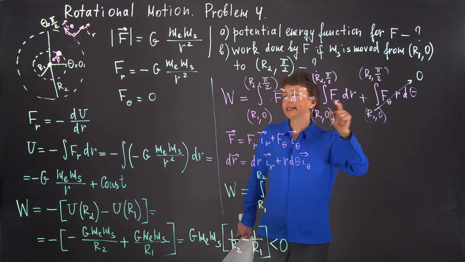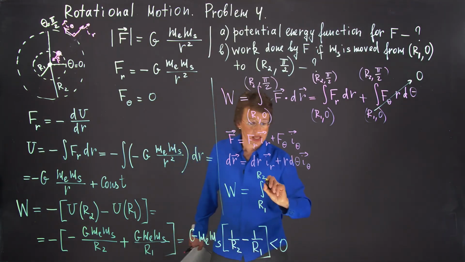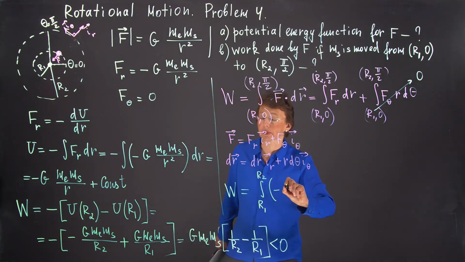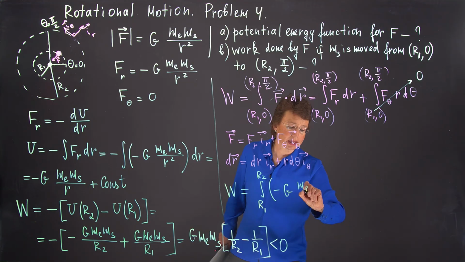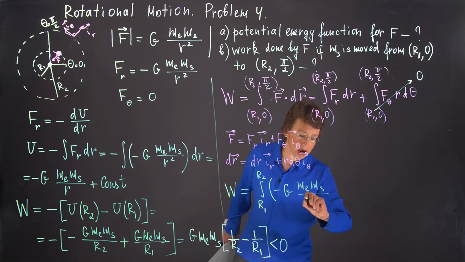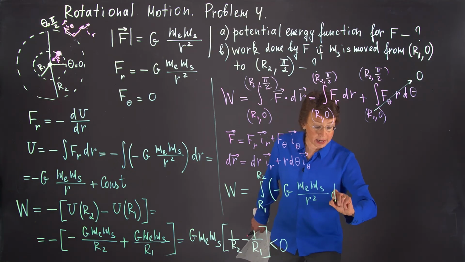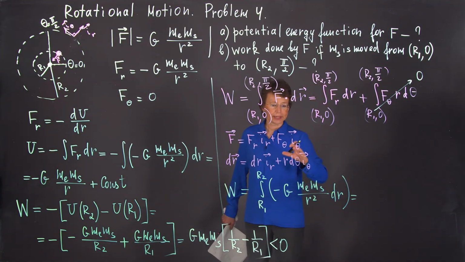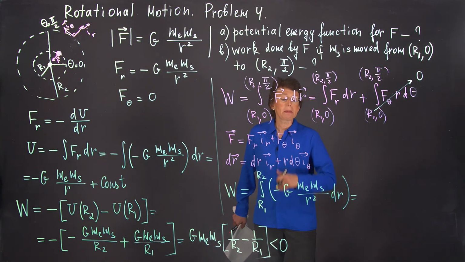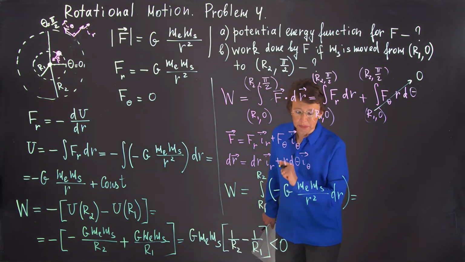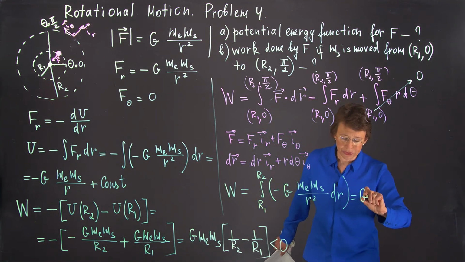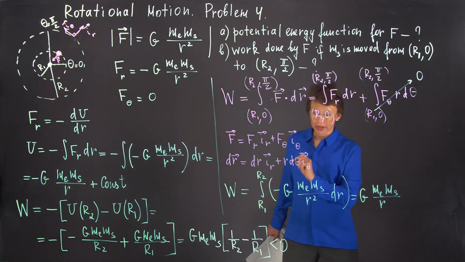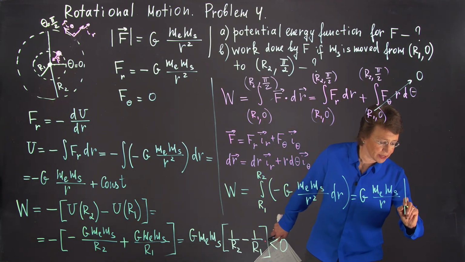F_r dr. What is my F sub r? The projection of F_r is negative with my choice of i_r. So it is minus G, constant, ME MS, constants, over r squared, variable, dr. I integrate with respect to r. Let's take this integral. dr over r squared will give me minus 1 over r. Minus minus plus, so I have G ME MS over r. And the limits are from R1 to R2.